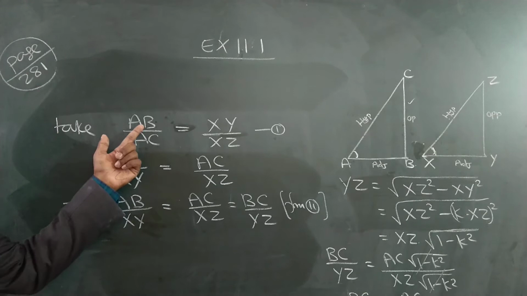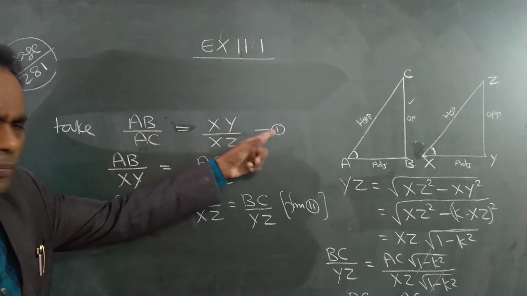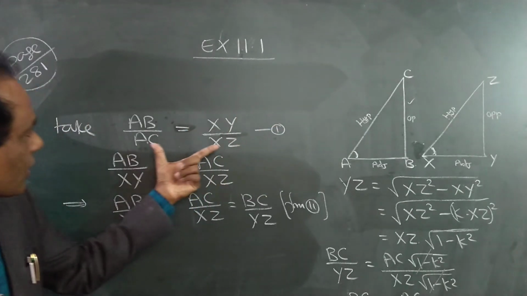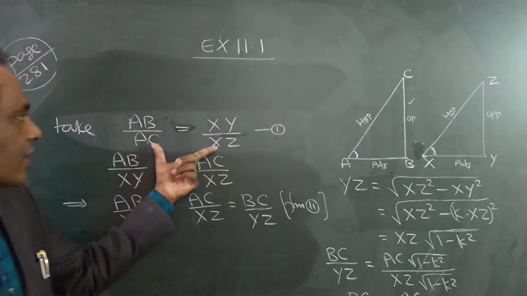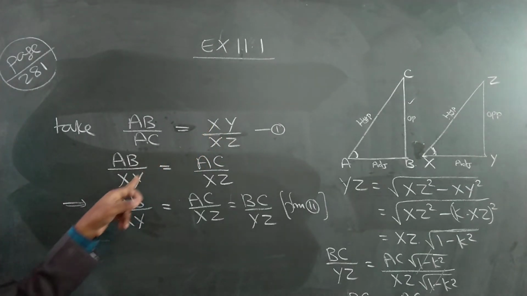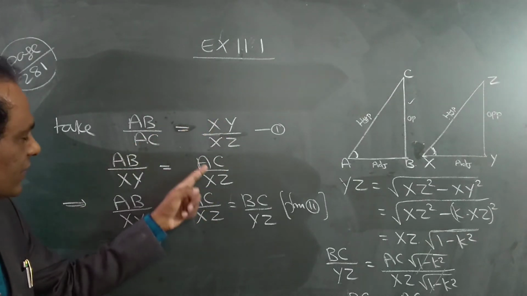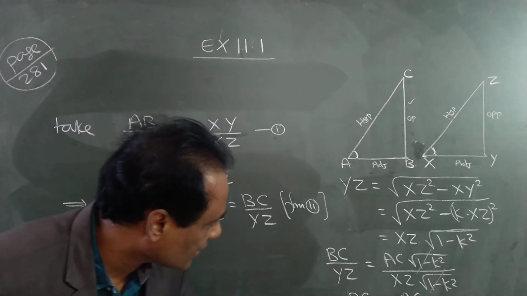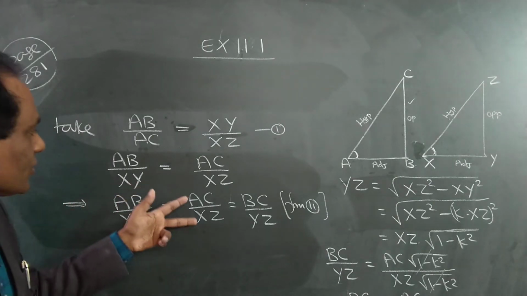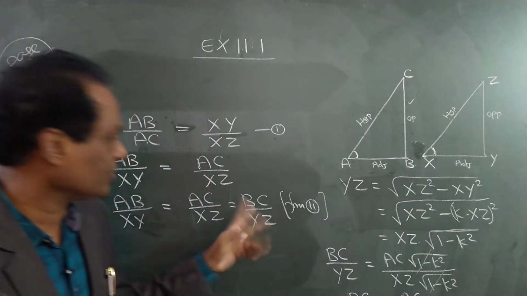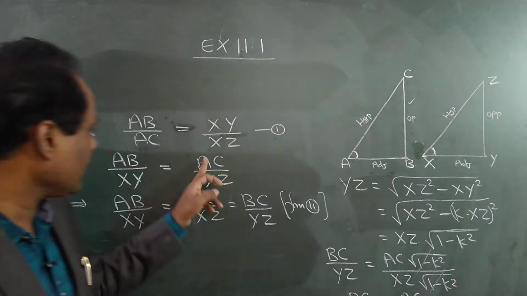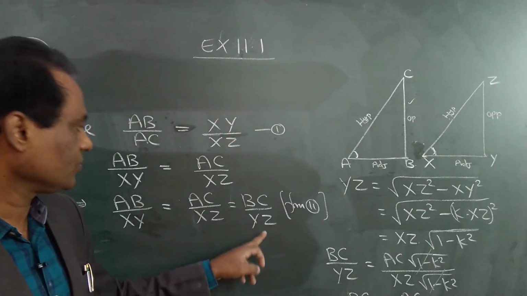See, this already we wrote. Simple. Cos A is equal to cos x is given in the problem. From that I used the cos definition, adjacent by hypotenuse. I got this. We named it as 1. Simply what I am doing, I am taking xy to the left side, AC to the right side. AC by xz is equal to BC by yz. So if you combine these two, this is equal to BC by yz. From 2, AC by xz is also equal to BC by yz.